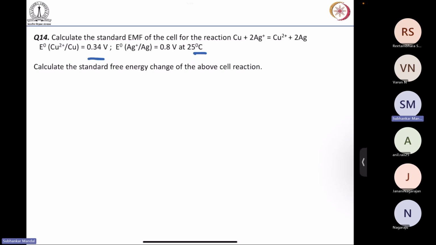How can you write? You can write the equation. Copper, what is happening? Copper is going to copper 2 plus, that is oxidation. And Ag plus is going to Ag, that is reduction. Okay.